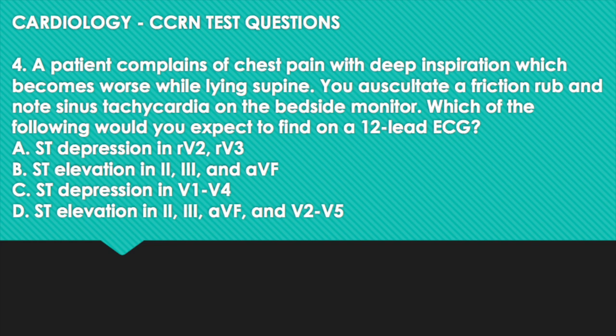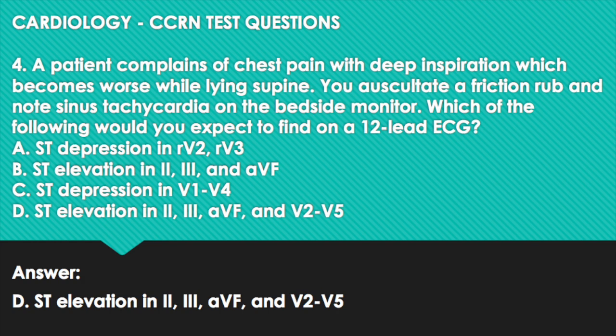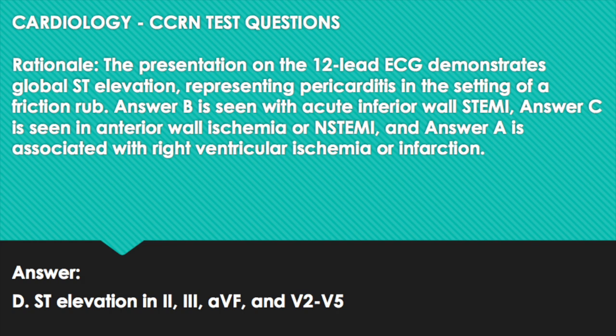And the answer is D, ST elevation in 2, 3, aVF and V2 to V5 leads. This is global ST elevation representing pericarditis in the setting of the friction rub auscultated. The second answer is seen with acute inferior wall STEMI. Answer C is seen with anterior wall ischemia or the non-STEMI. And answer A is associated with right ventricular ischemia or infarction.